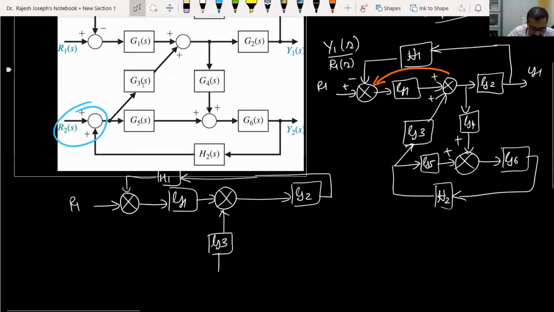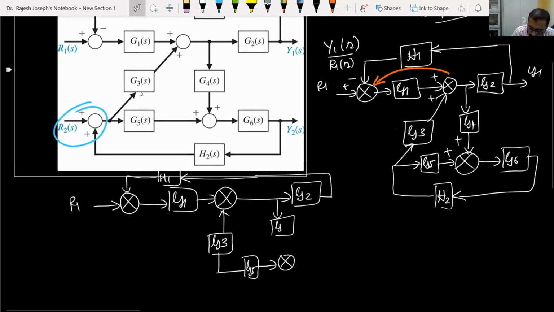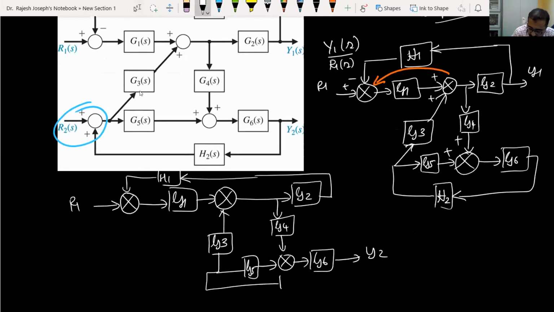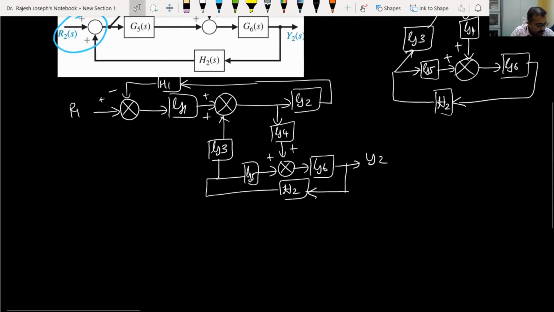When R2 is equal to 0, R2 is not there, right? So this is G5, summing point, G4, G6. This is Y2, and here we have our H2. Okay, so this polarity is plus plus, this is plus plus, and this is plus minus, right? Now we have to find the relationship between R1 and Y2. So what's the first step?